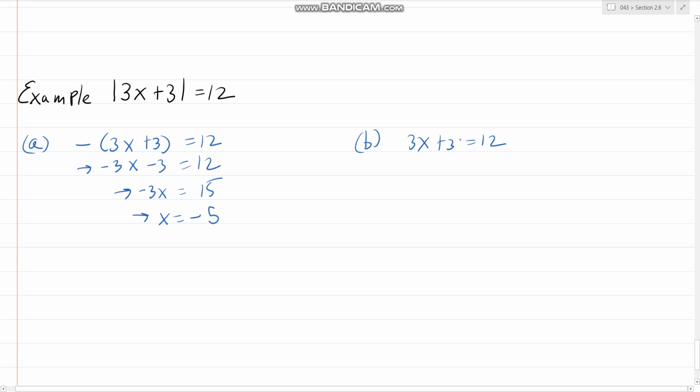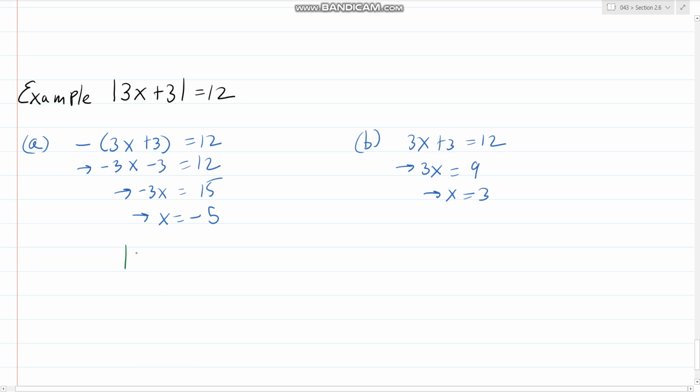Now, for the other case, I'm going to subtract 3 from both sides. So I get 3x equals 9. If I divide both sides by 3, I get 3. So I need to check both of those answers and see what happens.